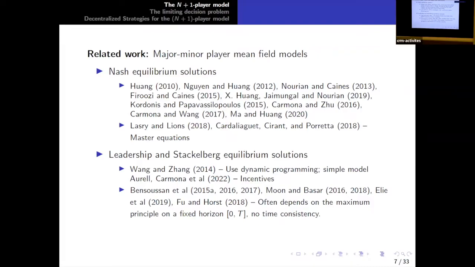Some further background about this kind of major minor player model. They consider leadership. In an early paper by Wang and Zhang, they consider a discrete time model. They use dynamic programming. For their approach to work, they depend on a very special structure of the model. It must be very simple, otherwise it's hard to apply dynamic programming.